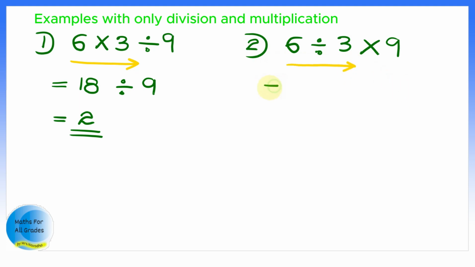So let's do the division first. 6 divide 3 equals 2. Now this part, multiply 9. 2 times 9 equals 18. So this is the final answer.